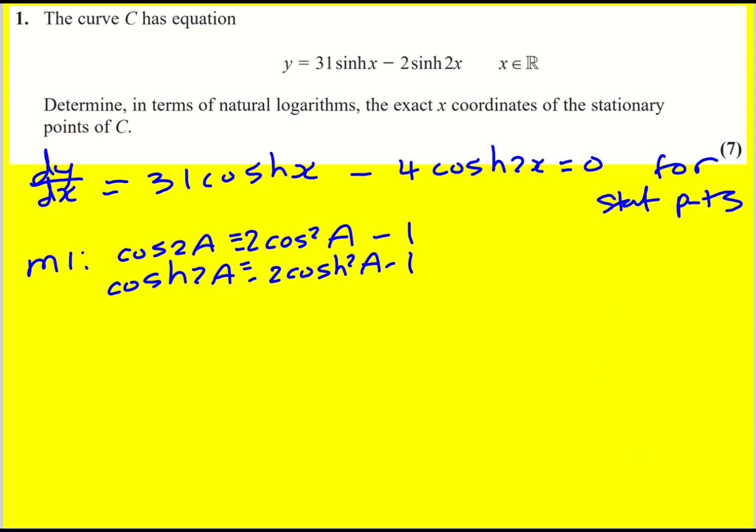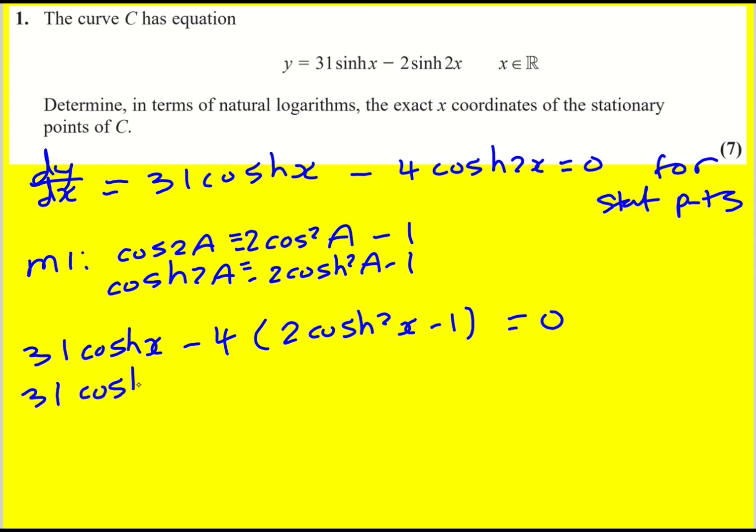Okay, let's now sub this in. So 31 cosh x minus 4 lots of 2 cosh squared x minus 1 is equal to 0. That's going to give me minus 8 cosh squared x plus 31 cosh x plus 4 is equal to 0. And we've got ourselves a quadratic in cosh. There should be an 8 there.